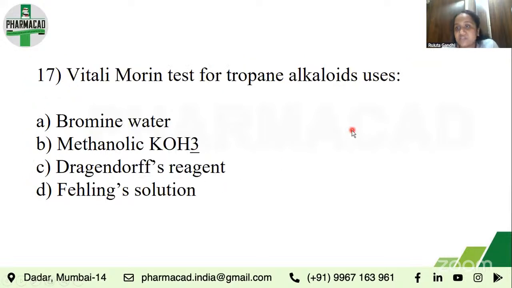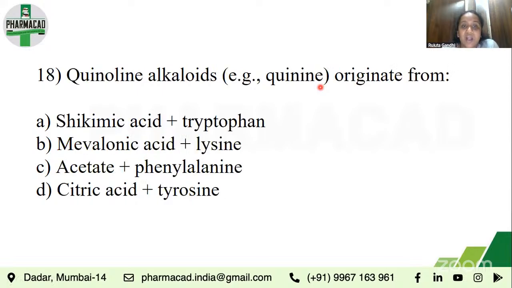Vitali-Morin test, which is for tropane alkaloids, uses what? Oh, by mistake I have already highlighted. It is methanolic KOH. It has come by mistake. Sorry, it's methanolic KOH. Phenanthrene alkaloids, for example quinine, originate from what? Phenanthrene alkaloids.